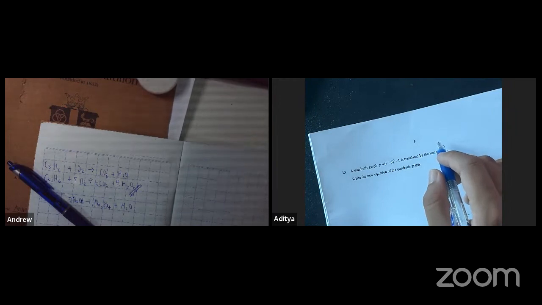Oh dear. How's your transformation, Aditya? Also rusty? I've never done something where, I mean, I might have, but I don't remember now. Where I have to rewrite the equation. Let's go back to the previous topic first then.